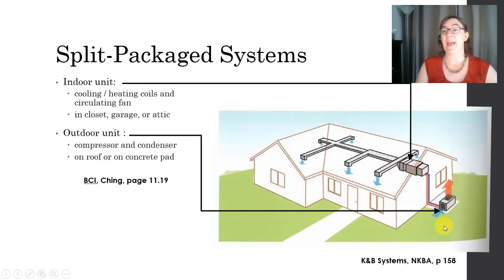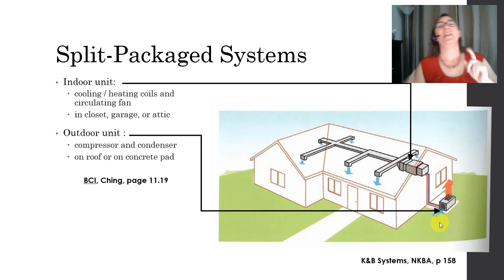So starting with the outdoor unit of a split packaged system, that's where your compressor and condenser are going to be. And they're typically located either on a roof or in a side yard somewhere, located on a concrete pad. You want to tuck these out of the way. They're kind of loud and ugly.